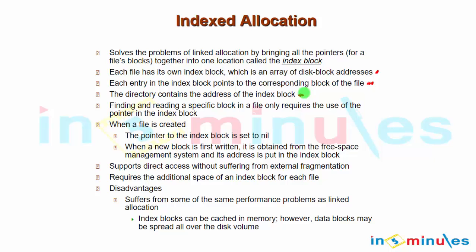When a file is created, the pointer to the index block is nil. As you start taking space, blocks get allotted. So it supports direct access without suffering from external fragmentation. It requires additional space. As I said, this is the drawback, that we require extra space for storing the list, or rather the index list.